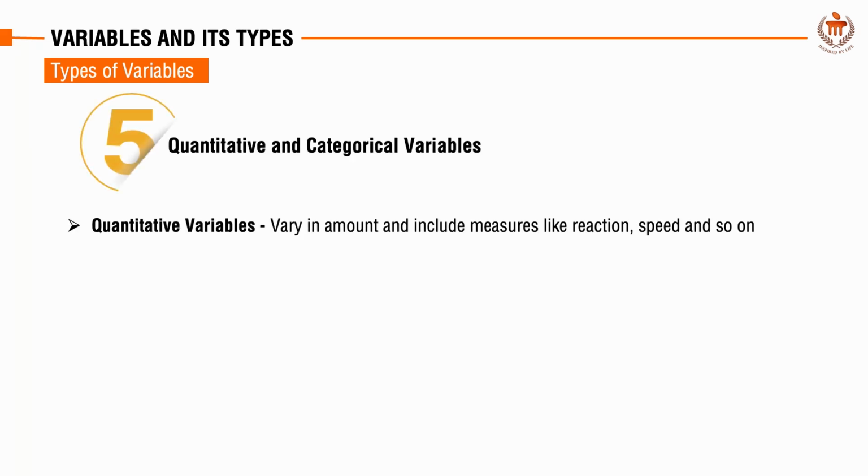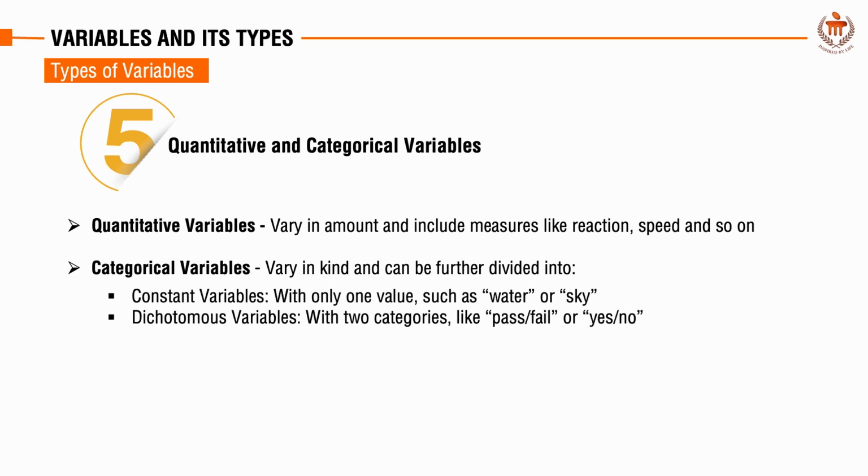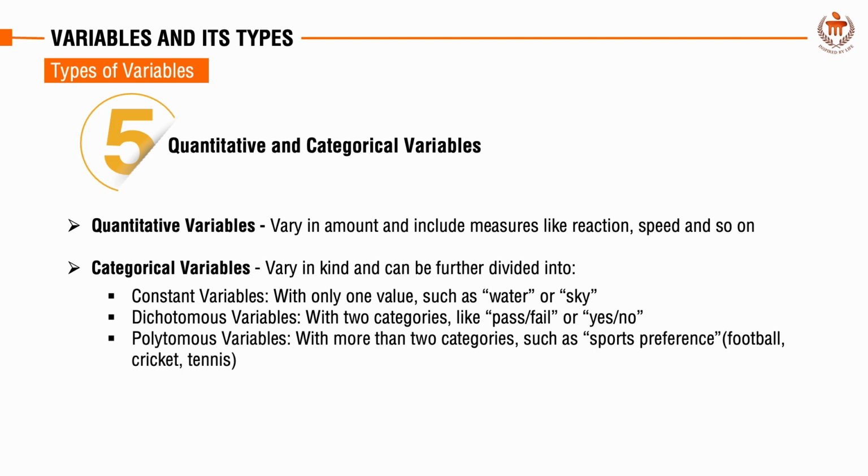Quantitative and categorical variables. Quantitative variables: these vary in amount and include measures like reaction speed, height, or academic scores. Categorical variables: these vary in kind and include constant variables with only one value, such as water or sky. Dichotomous variables with two categories, like pass-fail or yes-no. Polytomous variables with more than two categories, such as sports preference: football, cricket, tennis.